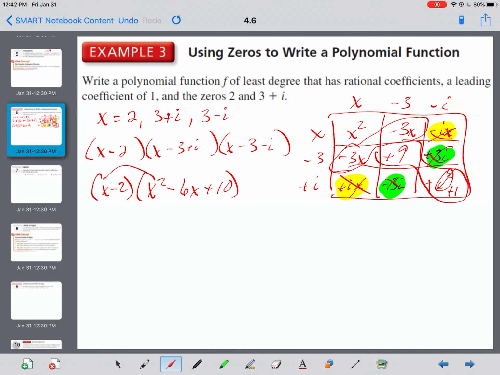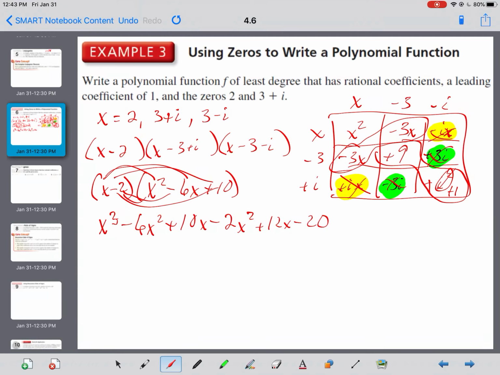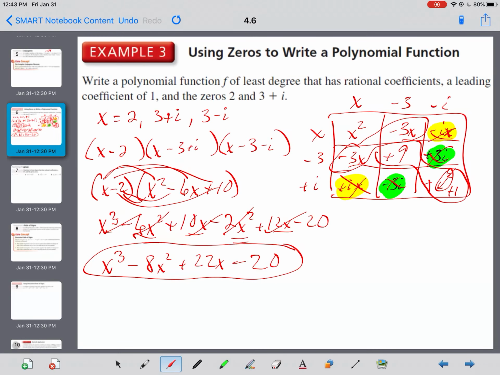And then we're going to finish it out. x times x squared is x cubed. Negative 6x squared, 10x, negative 2x squared, positive 12x, negative 20. Like terms together. Negative and negative makes negative 8x squared. 10x and 12x makes 22x, minus 20. Those should be our solution.